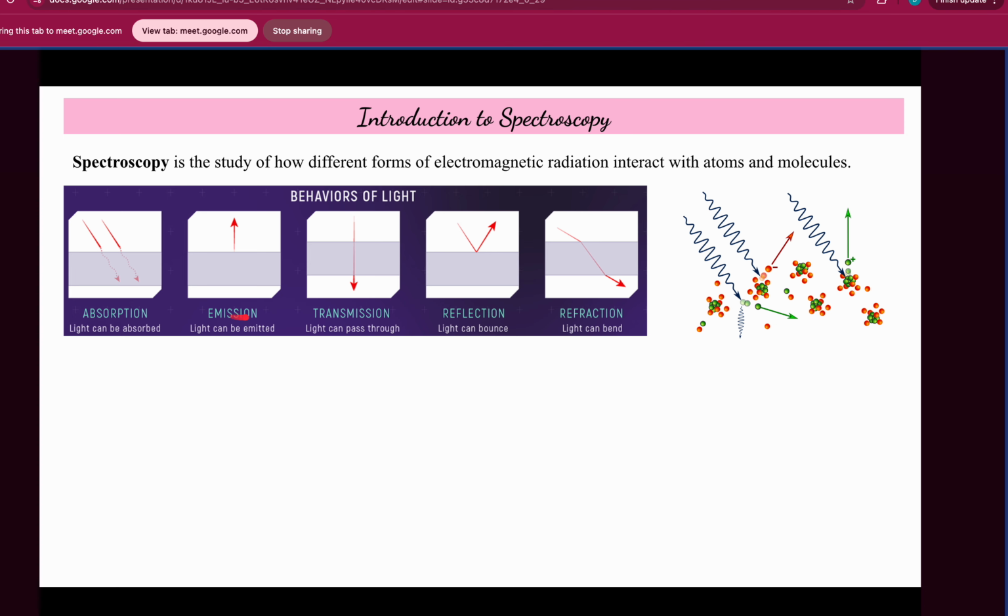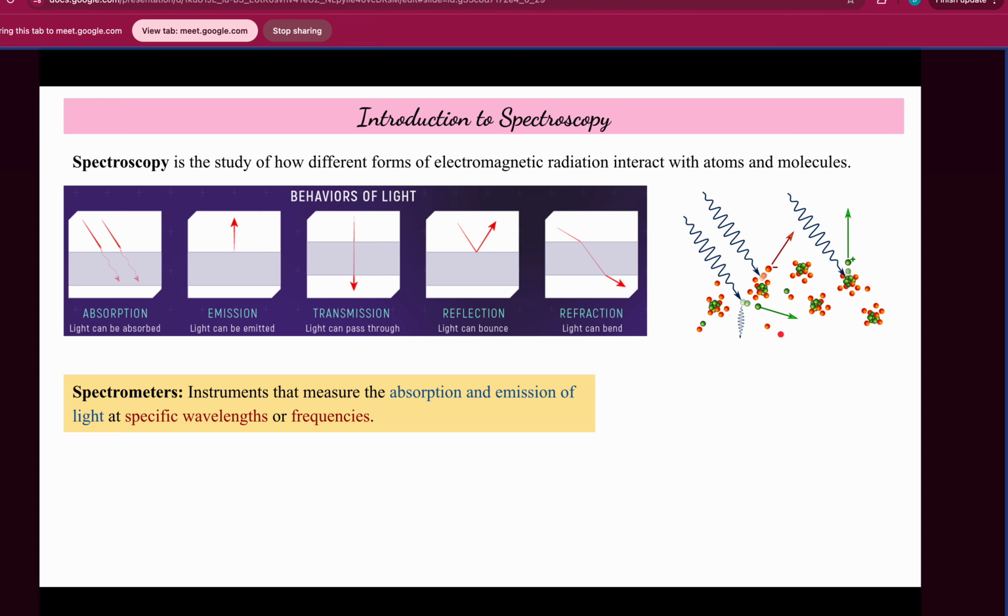So its intensity will decrease when it comes out from the other end. The second behavior is emission. That means light can also be emitted from the matter. Third behavior is transmission. That means light can completely pass through a substance without getting absorbed. So in this case, its intensity will remain the same on both sides. Then comes reflection, which means that light can strike on the surface and get bounced back. Fifth behavior is refraction, which means that light, when it strikes on the surface, bends by some angle and then gets passed out from the other surface. So this is some of the visualization of how light interacts with matter.